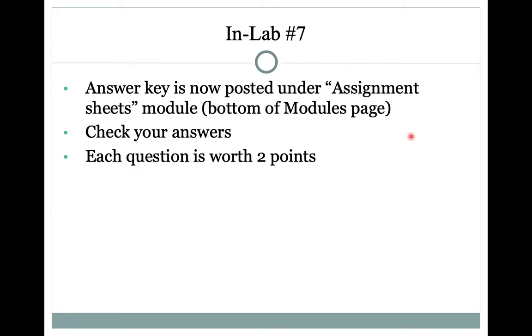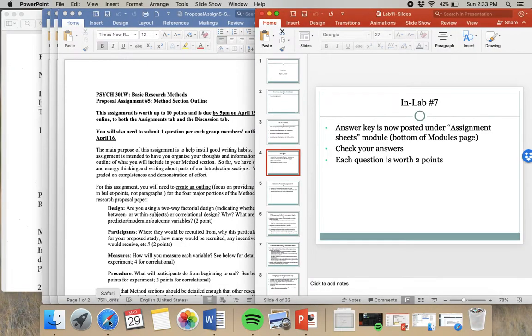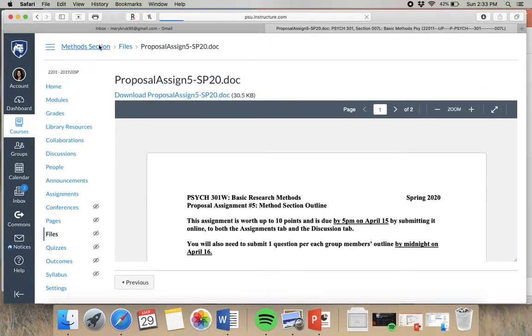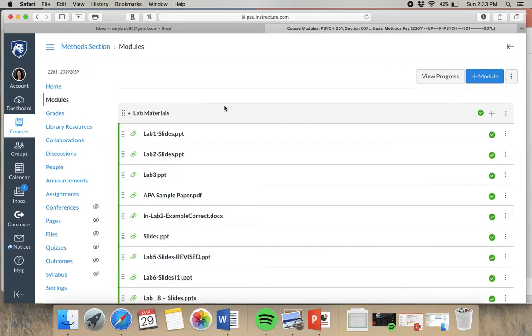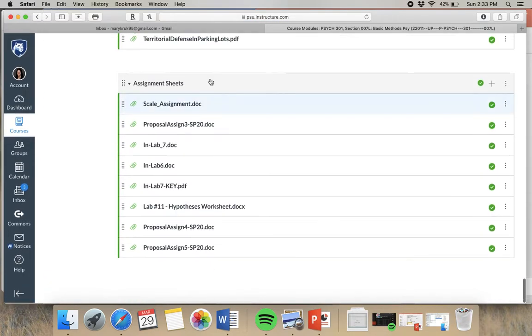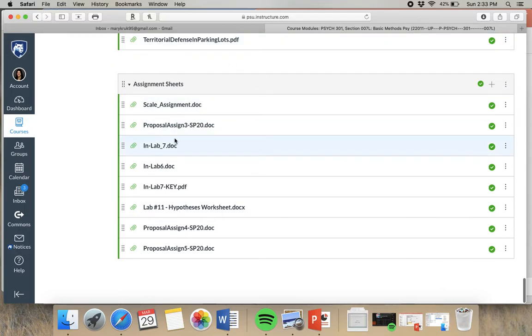So in lab 7, the answer key is posted under the assignment sheets module on Canvas. You can check your answers, and each question is worth 2 points. I don't know if everybody is aware of these new modules that I have on Canvas, so I'm just going to show you. On Canvas, if you go to modules, on the very bottom of this modules page, there's an assignment sheets tab. That's where I'm uploading all of your assignment sheets, if you didn't know. So everything is there. So here's the in lab 7 key.